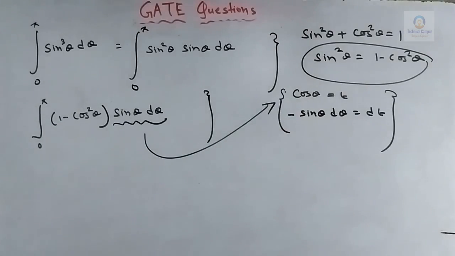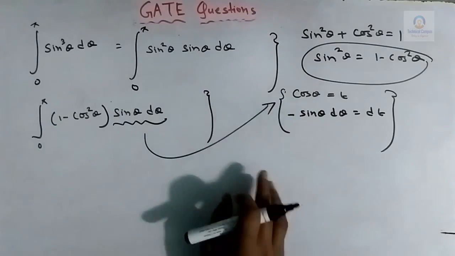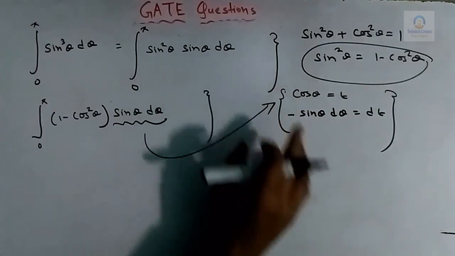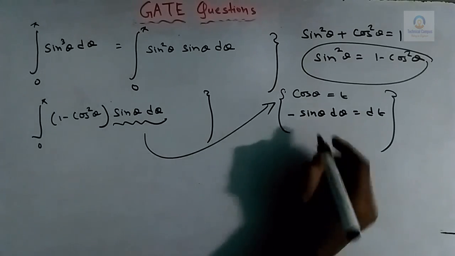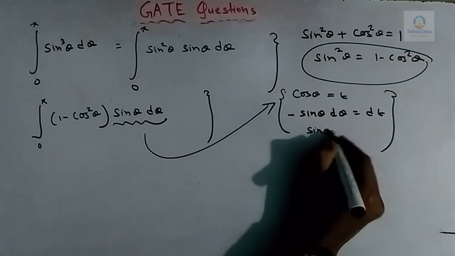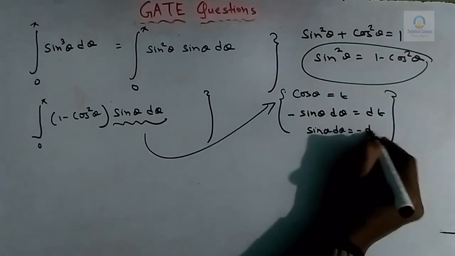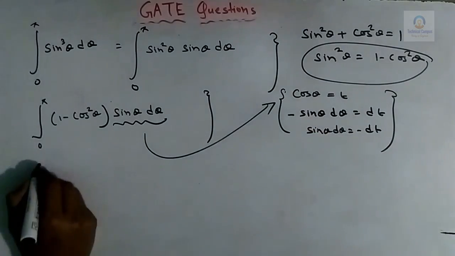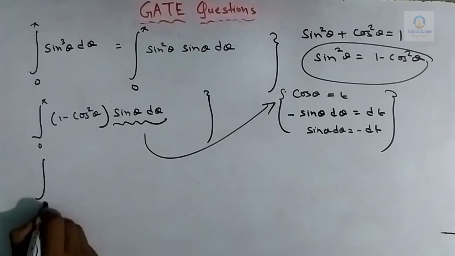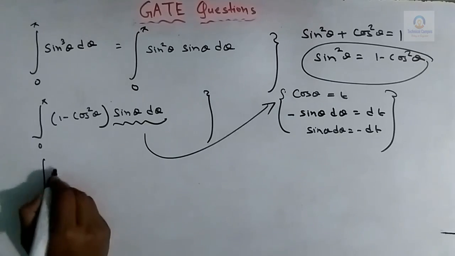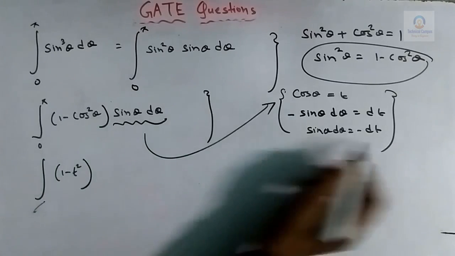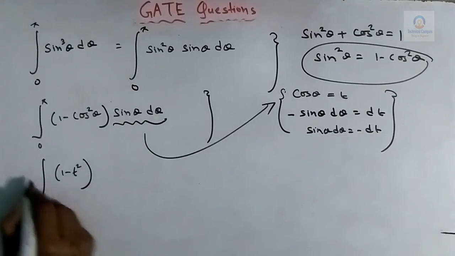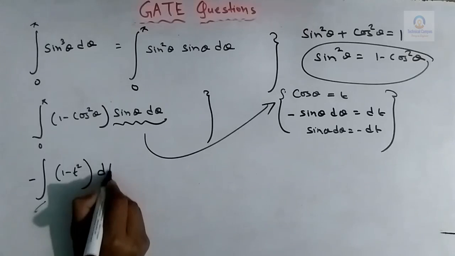So you can see, if we assume cos theta is equal to t and differentiate cos theta, we can easily get a value for sin theta d theta, that is, the value of sin theta d theta is minus dt. So if we substitute the value of cos theta, it will be 1 minus t square, and the value of sin theta d theta is minus dt. So let us take minus outside, this is dt.